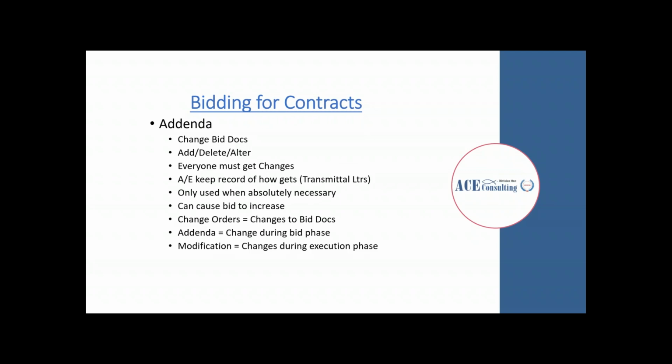Here's some more information about addenda. They're a change to the bid documents. It can either be an addition to the bid documents, or a part of the bid documents can be removed or changed. If there is an addenda, if there is a change to the bid documents, then everyone must get those changes. All parties that are bidding the project or looking more into the project need to be aware of those changes. It's up to the design team to keep a record of how these addenda get transmitted, how that information gets disseminated.